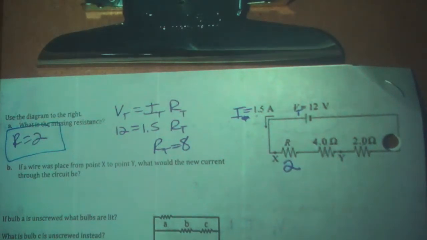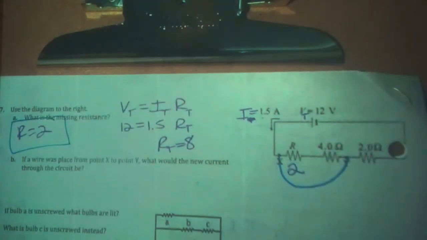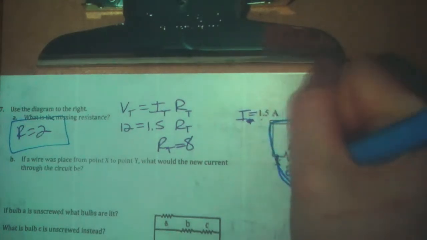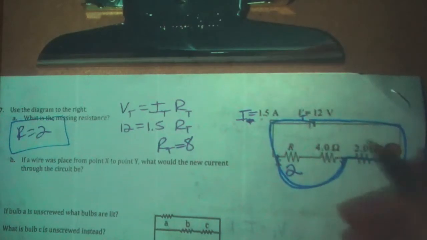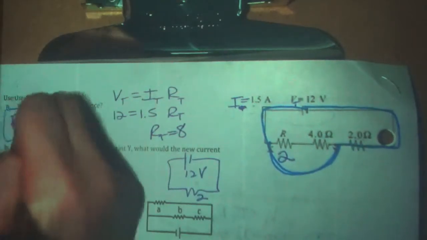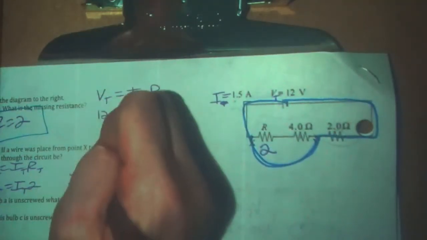If you were to draw a wire from X to Y, what would the new current through the circuit be? Well, if I put a wire right here, current is going to choose the easier path around these two, so the only resistance that it would go through is the 2 ohm right here. So basically, you're redrawing the circuit with 12 volts and just a single resistor, 2 ohms. So then V equals IR, total voltage is still 12 volts, looking for your new current. Your total resistance now is just this resistor right here, 2. So that would be a total current of 6 amps.